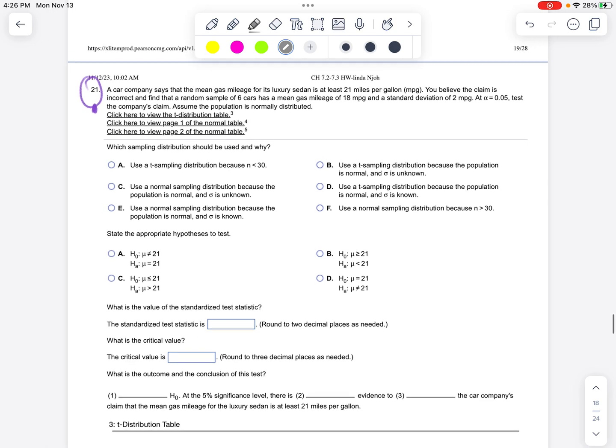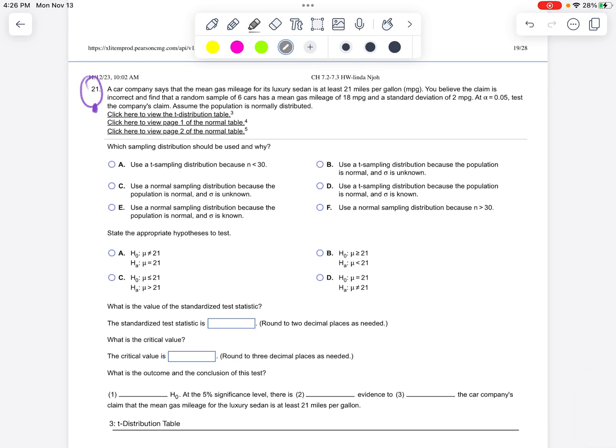Let's do 21. A car company says that the mean gas mileage of its luxury sedan is at least 21. Mean gas is at least. So mu is greater than or equal to 21. Mu is less than 21. So this guy is H0, this is HA. This is the claim.